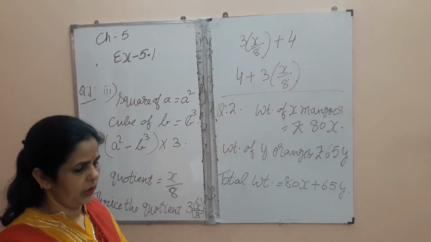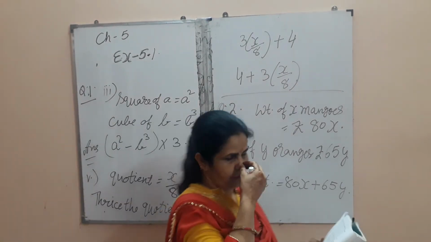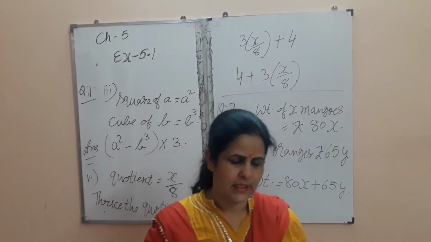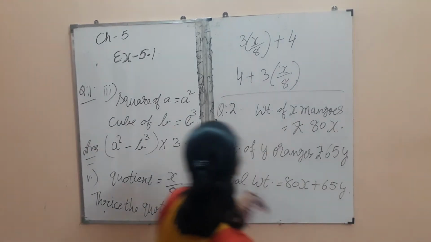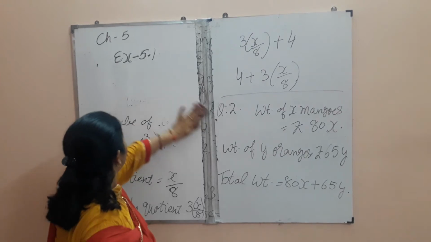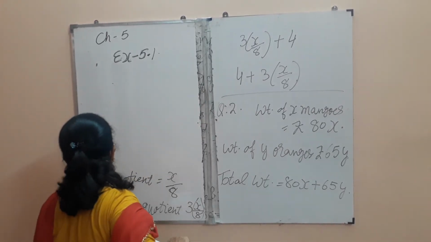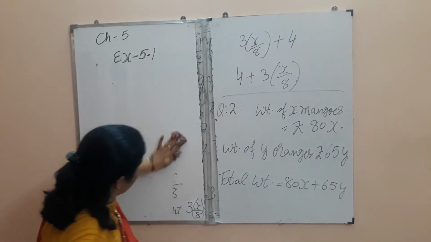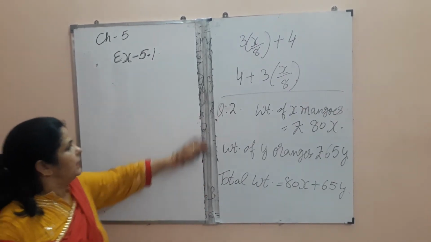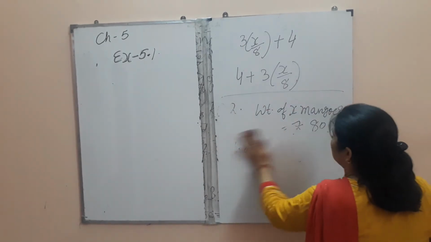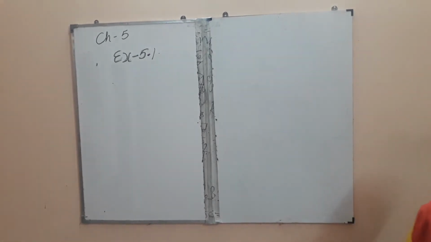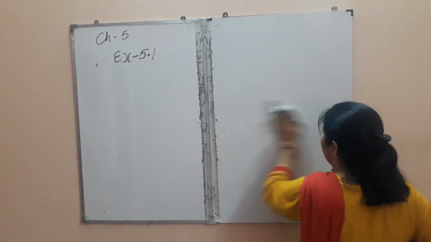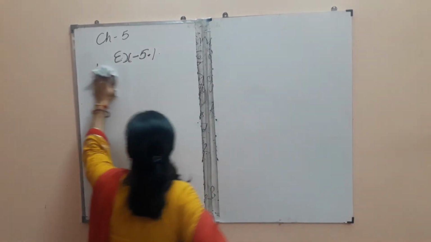Now come to question number 3. This question you will do yourself, in the book only. Express the algebraic expression in exponential form. Just now you have completed your exponents chapter, so you all must know how to write these variables in exponential form. As many times as a variable or number is multiplied, that will be its power.